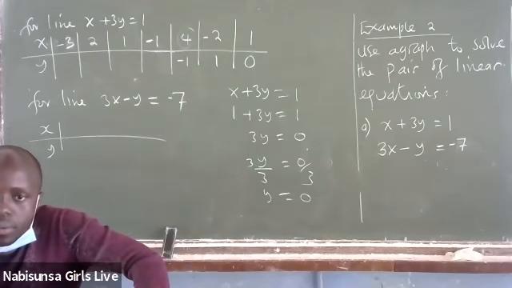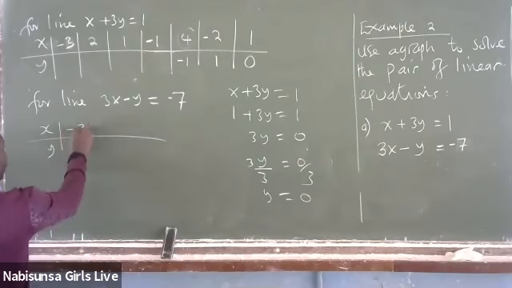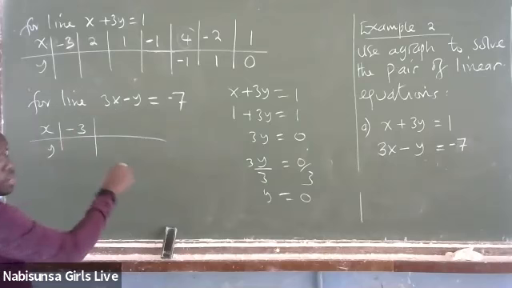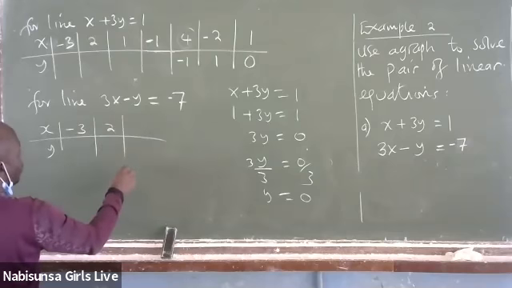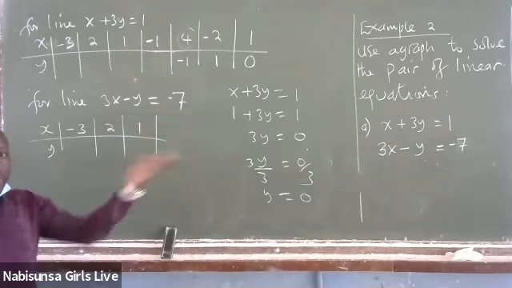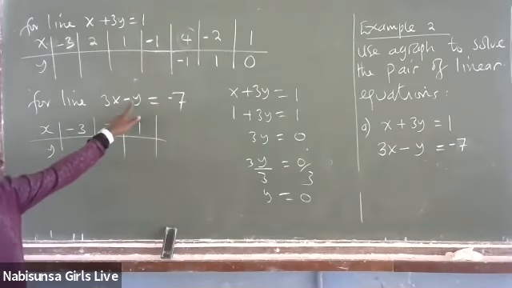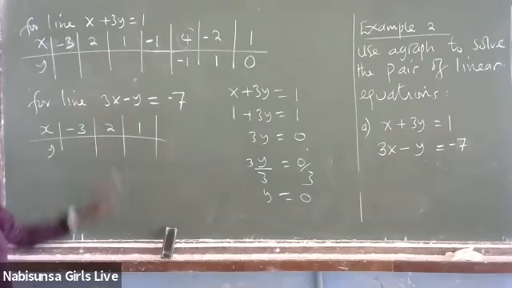For the second equation, I used -3 as one of the x coordinates. Which other? I also used 2 and 1. This time you're lucky that this one has a coefficient of 1, eh? The magnitude coefficient of 1. So you won't have a fraction for whatever value of x. So what are the values of y?